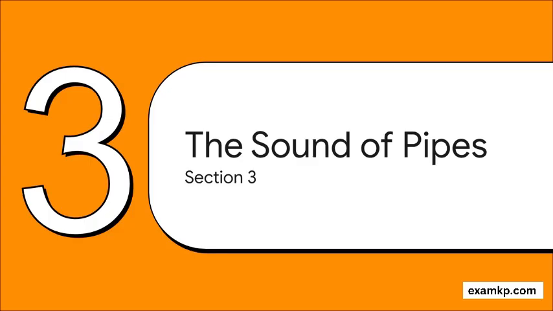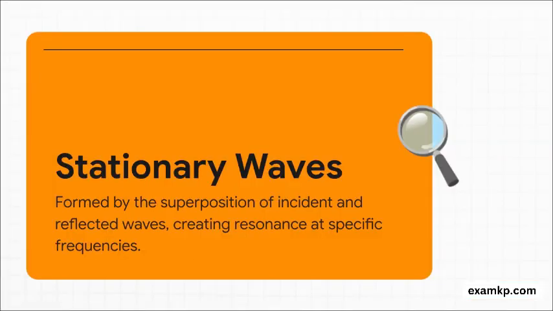Great. So we've handled springs. Now let's totally switch gears from solid objects to columns of air. We're moving into the physics behind how instruments like flutes and clarinets actually make the beautiful sounds they do. You see, unlike a spring, you can't actually see the air in a pipe vibrate. Instead, it forms something we call stationary or standing waves.